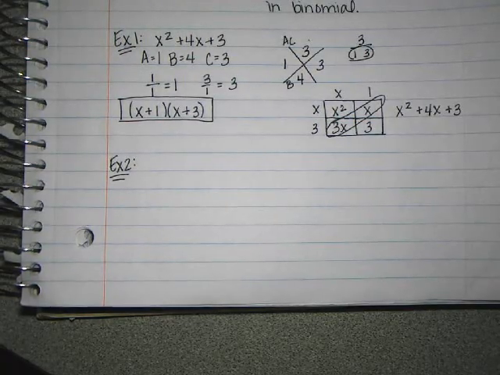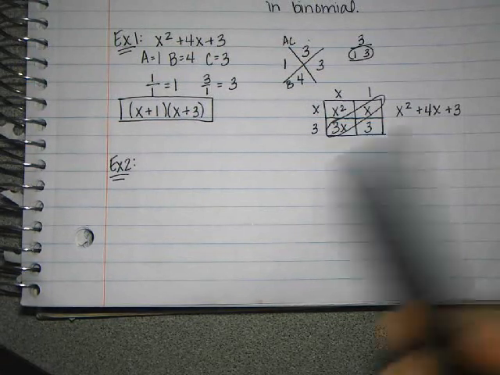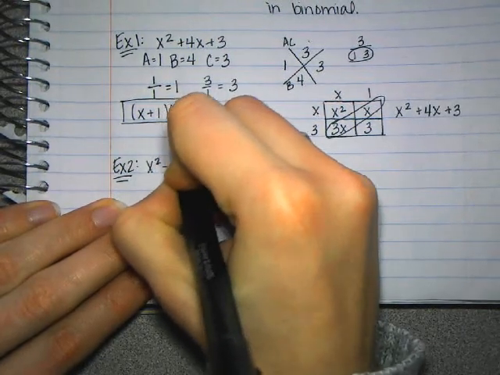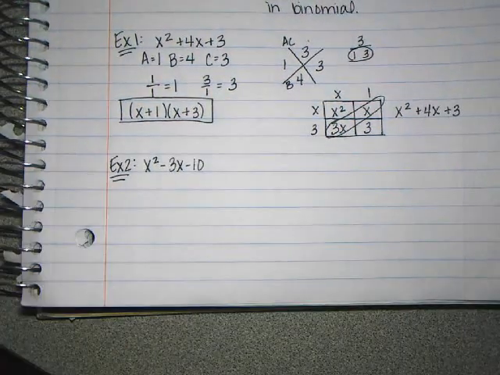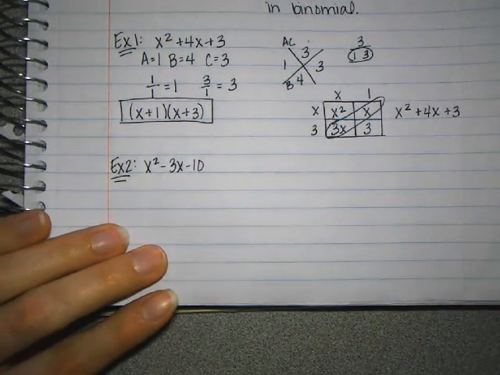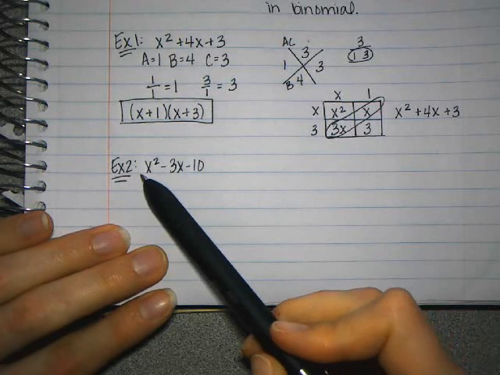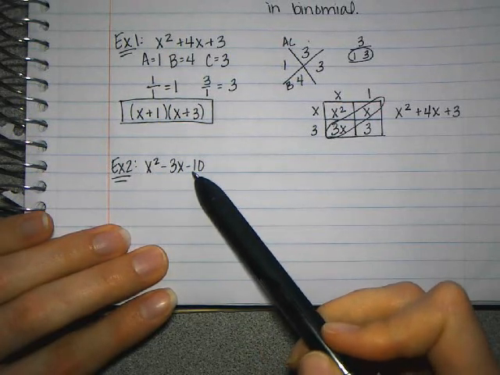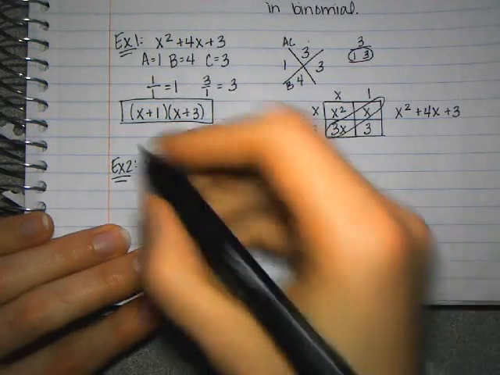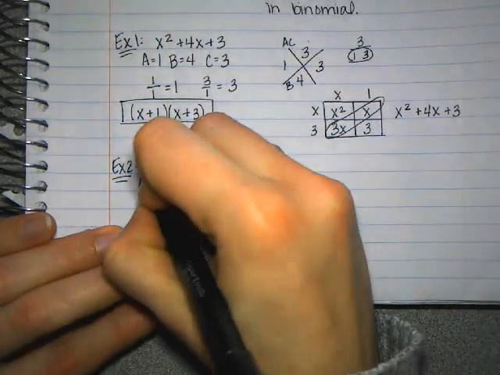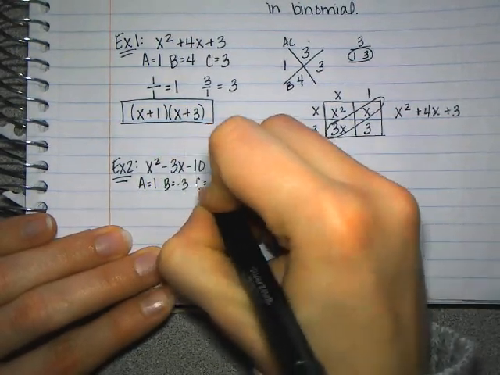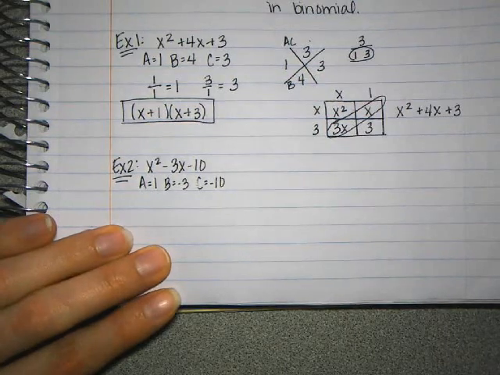Okay? So let's do another example together. Example 2. Let's say that it's x squared minus 3x minus 10. Step number 1, look to see if there's a GCF. It's 1, negative 3, and negative 10. There's definitely no GCF because one of my coefficients is 1. So I label my A, B, and C. A equals 1, B equals negative 3, and C equals negative 10.